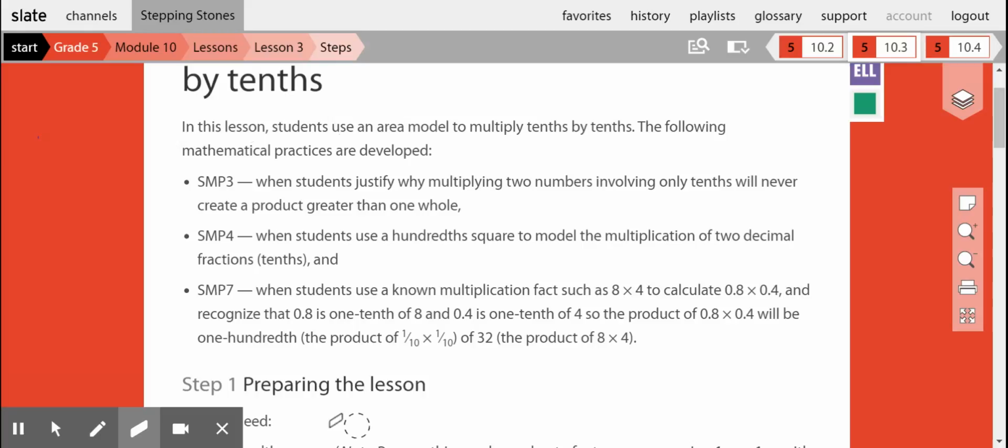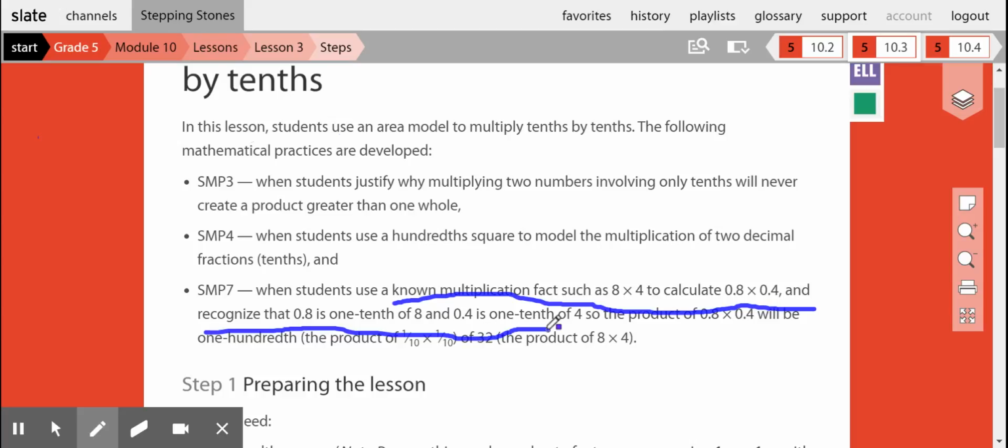The final part, which may be another key to helping us understand this, is that you'll use a known multiplication fact, such as 8 times 4, to calculate 8 tenths times 4 tenths, and recognize that 8 tenths is 1/10 of 8 and 4 tenths is 1/10 of 4. So the product of 8 tenths times 4 tenths will be 1/100th, the product of 1/10 times 1/10, of 32.